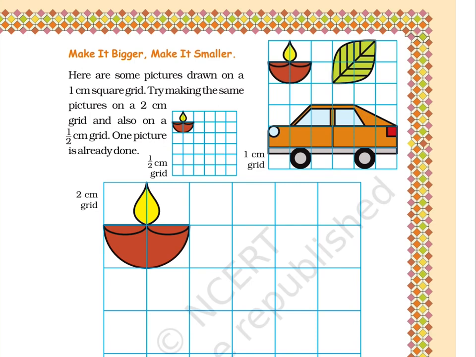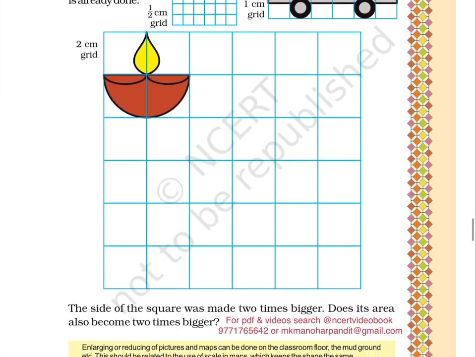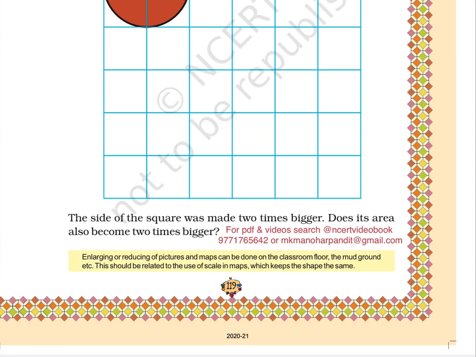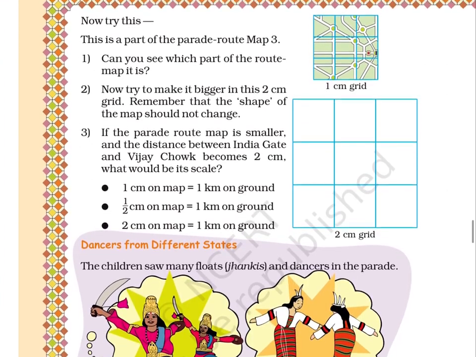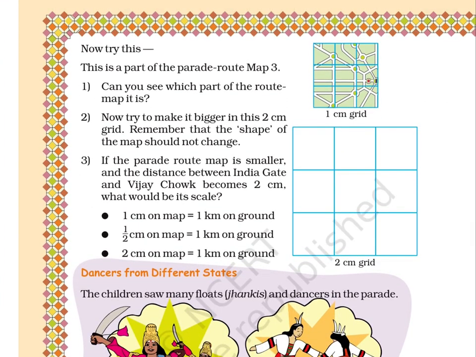Next to this, we see in the right corner a picture of a car, a diya and a leaf drawn on a 1 centimeter square grid. Next to it, on a half centimeter grid, the same picture has been drawn already for you. Below that, we see a 2 centimeter grid on which the diya has already been drawn. Now you are supposed to draw the vehicle and the leaf in both these grids. The side of the square was made 2 times bigger. Does its area also become 2 times bigger?